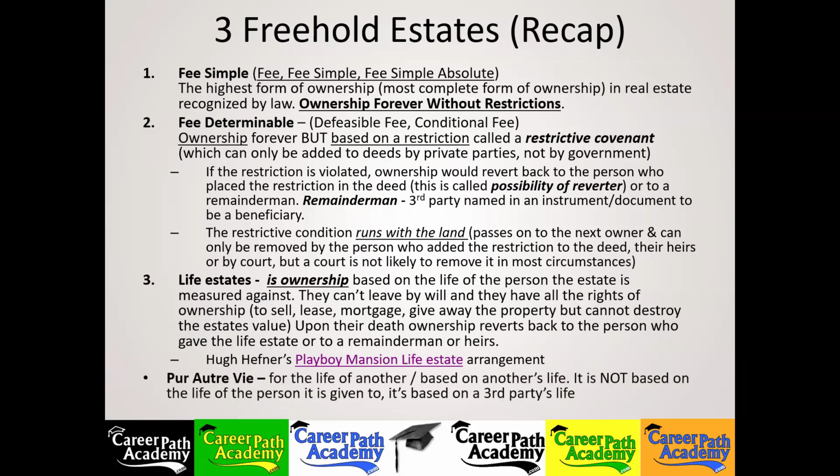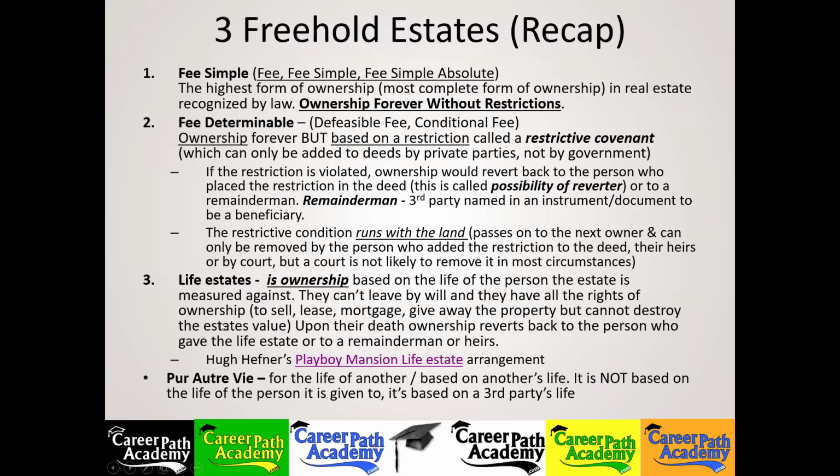There's something called the life estate pour autre vie. What does pour autre vie mean? Now, this is not P-O-R, it's P-U-R, so it is Latin. It is not French. If it was French, it would be P-O-R, pour autre vie. Still pronounced the same, pour autre vie. It means for the life of another, or based on another's life.